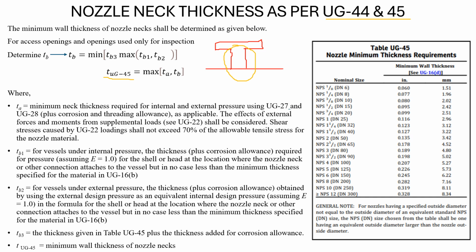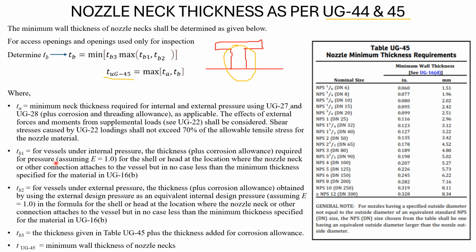ta is the thickness of the nozzle based on UG-27 and UG-28, and there are applicable loadings, if there is a shear stress caused by any loadings given. Based on that we have to determine ta. We have an example in the next slides, where I'll be showing you how to determine ta, tb1, tb2, tb3, UG-45 and the nozzle neck thickness.